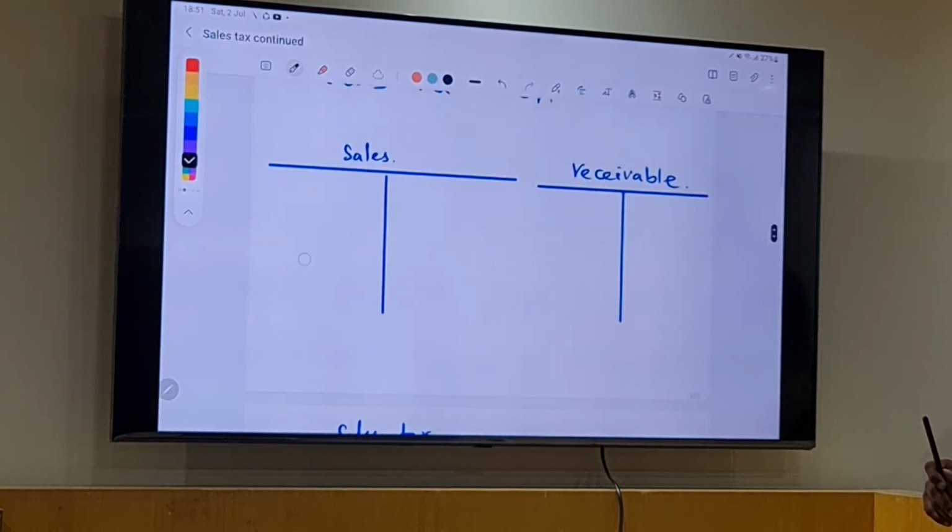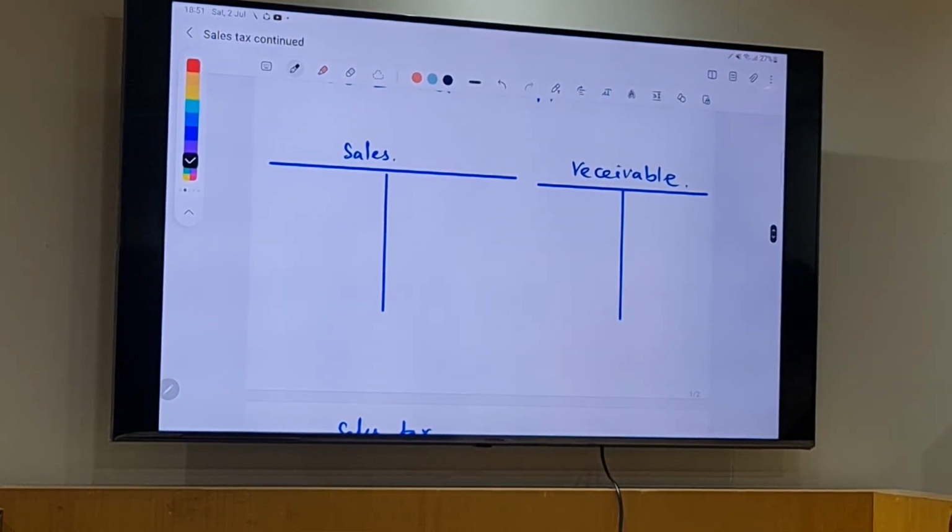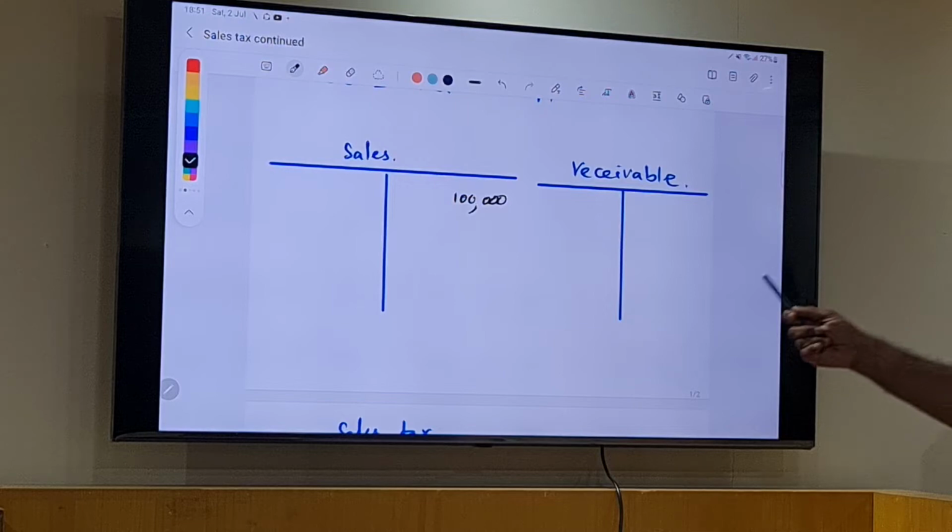So now, what is the double entry for sales? Credit. Sales account I should credit. How much? I have to credit 100,000. Is this sales a credit sales or cash sales? Credit sales. So we have to have a receivable. So I should debit receivable. How much? 115,000, on this 100,000 and on this 15,000.